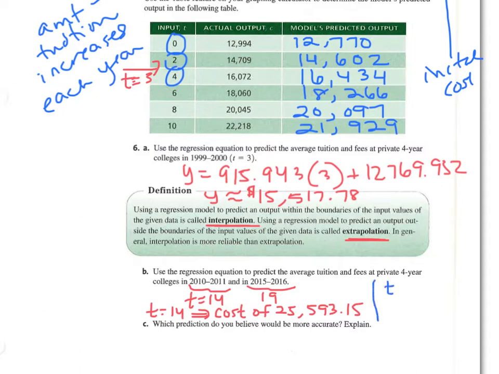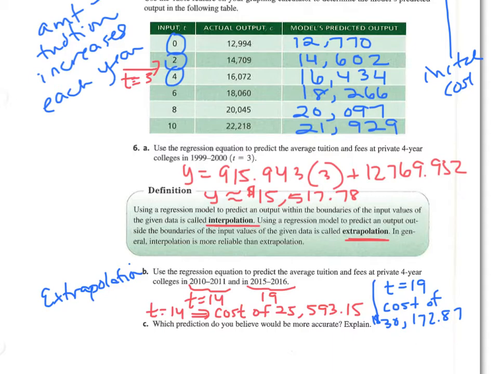And then if t equals 19, you end up getting a cost of $30,172.87. So that's what we would call extrapolation, okay, because I predicted it outside what was originally given to me, okay? Which prediction do you believe to be more accurate?